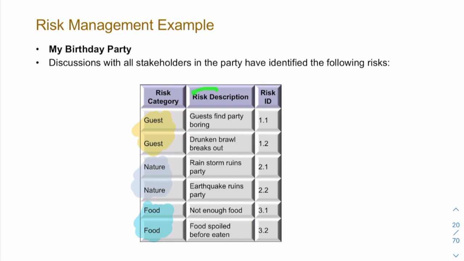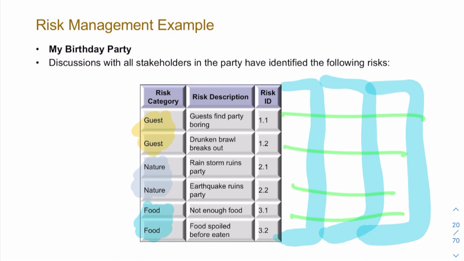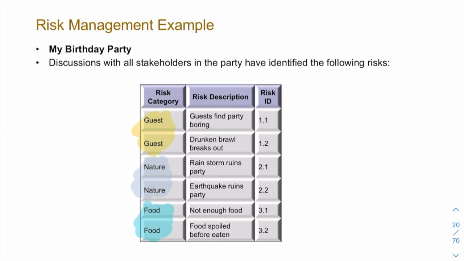So for the guests, what kind of risks might there be? So in my brainstorming session with my birthday party planning team, I could say, look, it could be that the guests don't find the party particularly entertaining. They might find it boring. It could be that it's quite a lively party and there's a fight that breaks out. So these are two risks. Probably many other things can happen, but for the purpose of this example, these are two risks, and I've given them each numbers. So in subsequent slides, I will be adding columns to this, and we will be populating this table with further information. But for now, all I'm doing is identifying the risk. So my task here is risk identification.